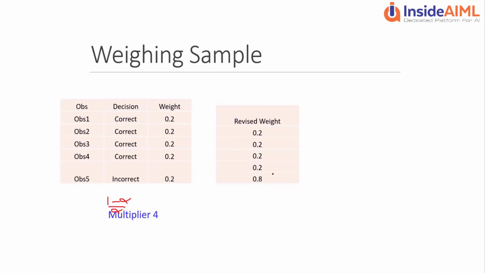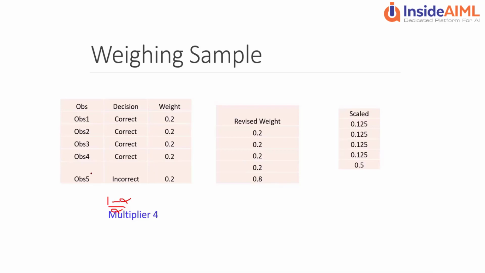Now I need to scale this back again to 1, and it will be like 0.825, 0.825, 0.825, 0.5, which sum to 1. So now when you build a classifier, if it makes an error on this particular observation, it will be highly penalized.